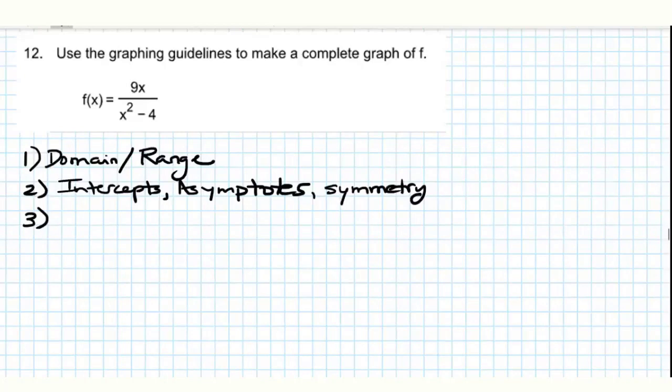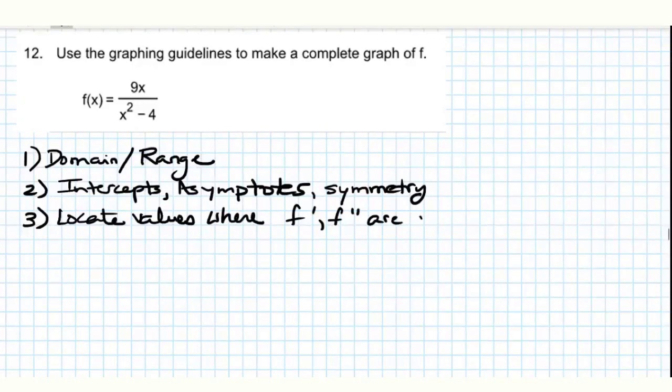And then you want to locate any x values for which the first and second derivative are either 0 or do not exist. So those would be your critical numbers. So locate values where f prime or f double prime are 0 or do not exist. And then you can analyze the first and second derivatives to see where they're positive or negative to determine increasing, decreasing, concave up or concave down once you have that information.